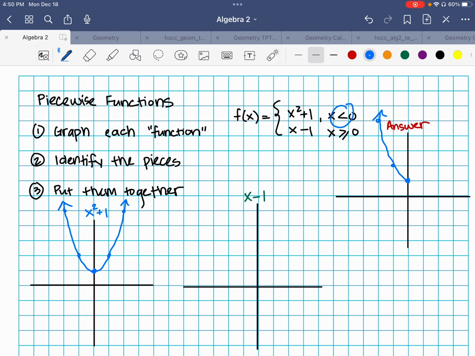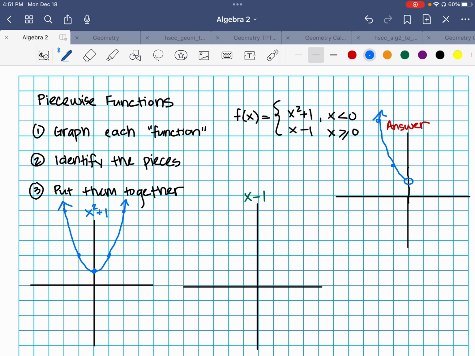Now it is an open circle, so x can't equal 0. I'm going to make sure that this dot right here is an open circle. So I'm going to go back and erase some things. Sorry, I messed up my y-axis. And I'm just going to put a fat circle right in there because we can't equal it.